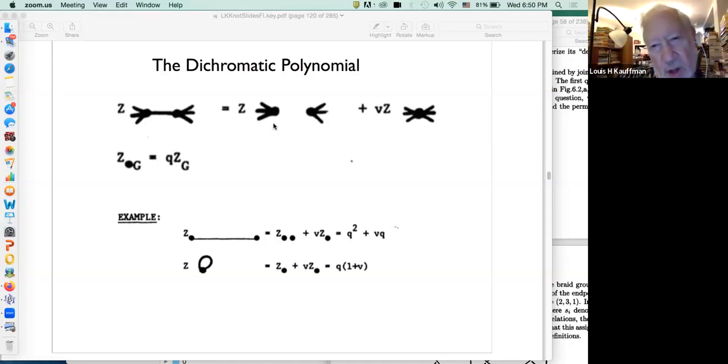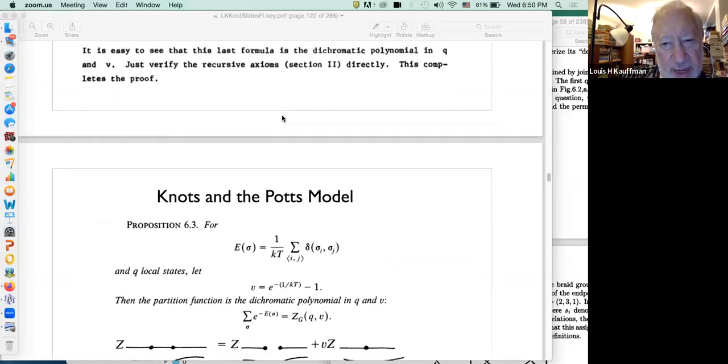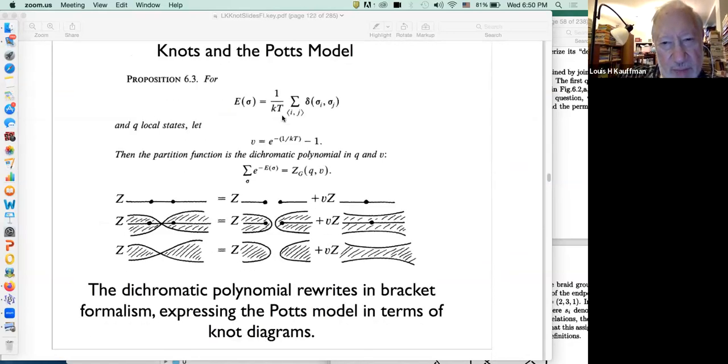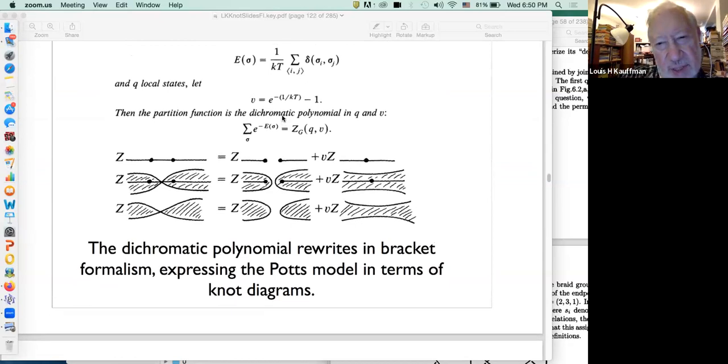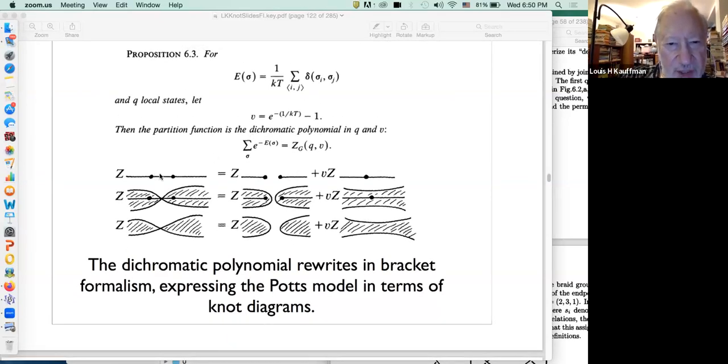But it's also the case that the bracket polynomial is very, very similar to the dichromatic polynomial. And so we can reformulate the Potts model in terms of the bracket. And here is the basic idea. Here's a graph, and I'm going to associate to the graph a knot diagram by drawing it on top of the graph in the following way. I put a little X at each edge and continue back and draw it around like that.